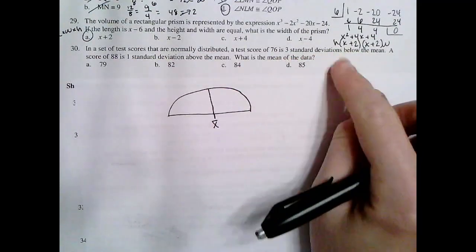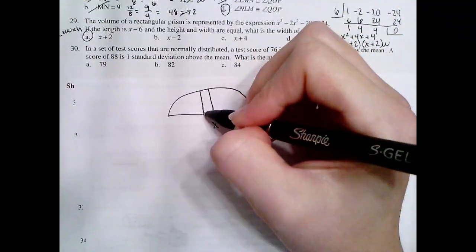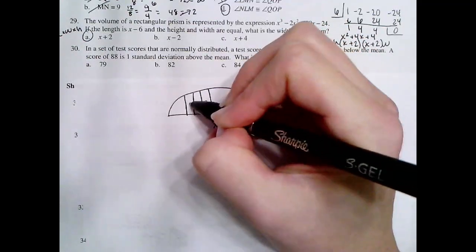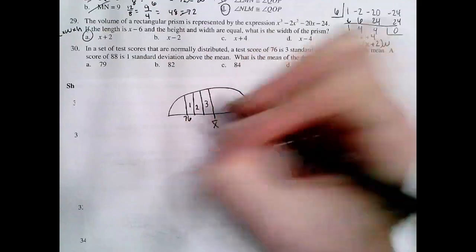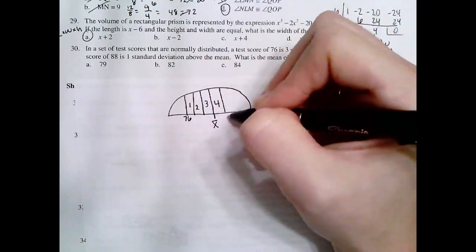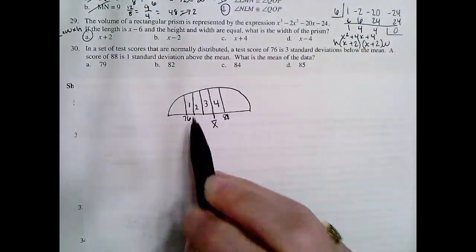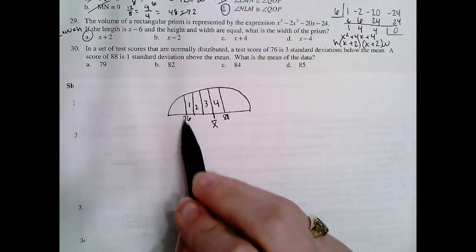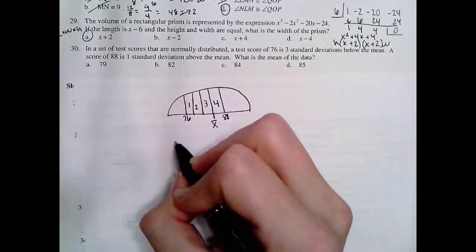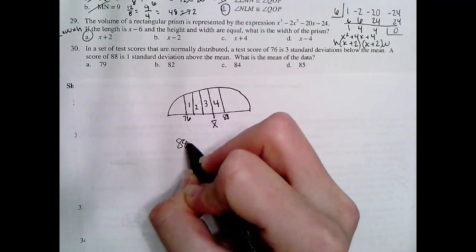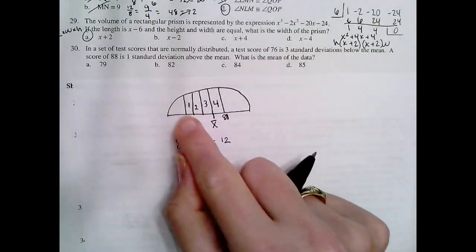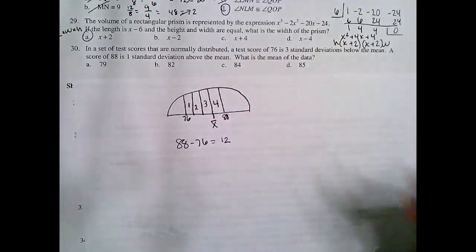76 is 3 standard deviations below the mean, so we have 1, 2, 3 standard deviations below the mean, so this is where 76 is hanging out. 88 is 1 standard deviation above the mean. So we have this range of 4 standard deviations between the 76 and the 88. So how could we figure out the mean? Well, let's take the 88 minus 76 to get our difference of 12.